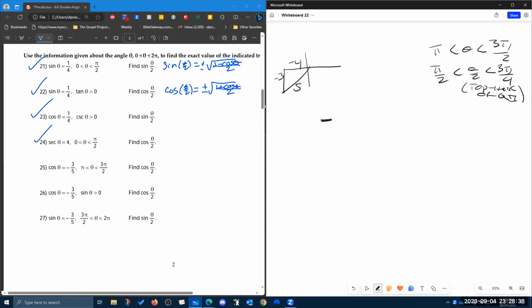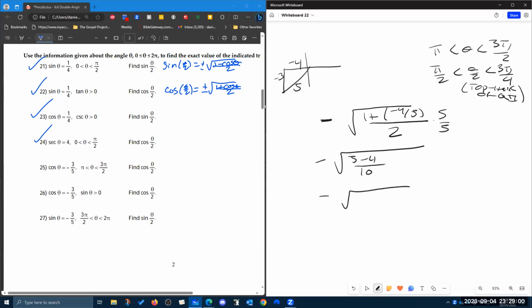So I'm going to have to choose a negative square root of 1 plus cosine over 2, and negative root, I'm going to multiply by 5 over 5 here. 5 minus 4 over 10 is 1 over 10. It's going to be a negative 1 over root 10, which is a negative root 10 over 10.